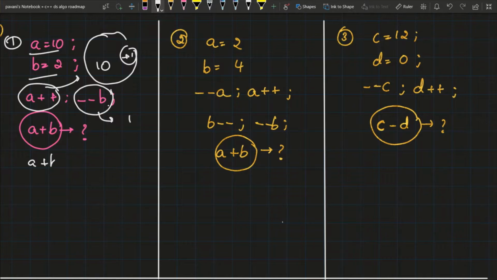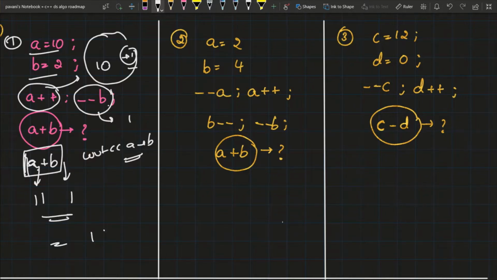So here what is a plus b? If we write a plus b in the output, or whatever it is, if you want to write cout a plus b, then the compiler has seen a again, so plus 1 is added to 10. So here the a value is 11, b value is 1. What is a plus b now? 12. 12 is the answer for the first one.